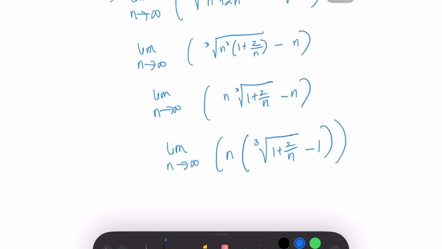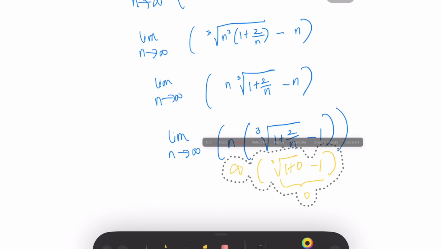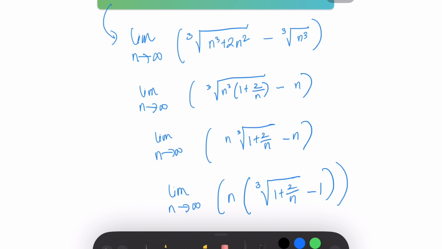Note that if we quote-unquote substitute infinity, we get infinity times the cube root of 1 plus, this one here should approach 0, so this thing here is 0. So we basically have an expression whose limit is in the form infinity times 0. Note that the product is not 0, nor is it infinity. So don't make that mistake and do not equate that to infinity or 0.